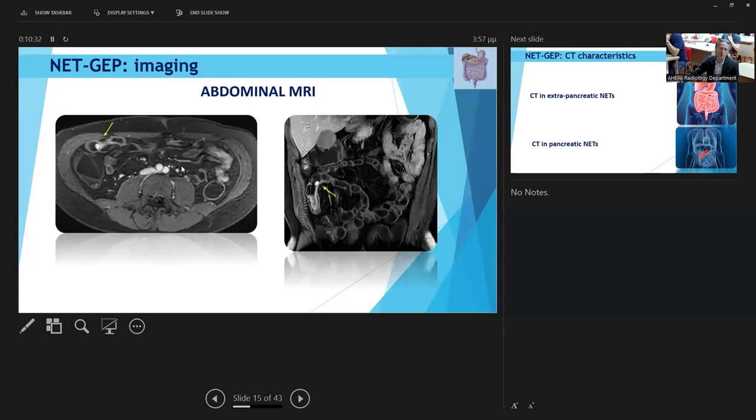And again, let me show a case from our series. In this case, we are not able to obtain a really good distension of the small bowel wall, but due to the hyperintensity and due to the dilation of the lumen, we are able to recognize this hypervascular polypoid mass in the distal tract of the ileum.